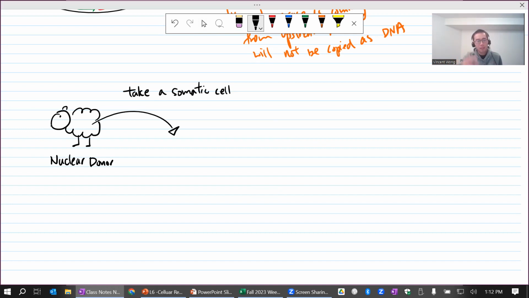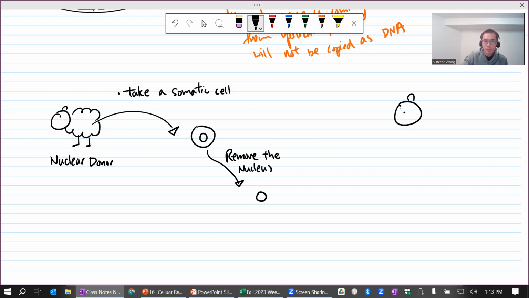Okay, and it was a female sheep. And this would be the cell. A somatic cell has a full set of genetic information, right? Like all the genetic information of the sheep. And then what they did is they remove the nucleus. Okay, so there is the nucleus. You know nucleus, right? From lecture 3. It contains all the genetic information.